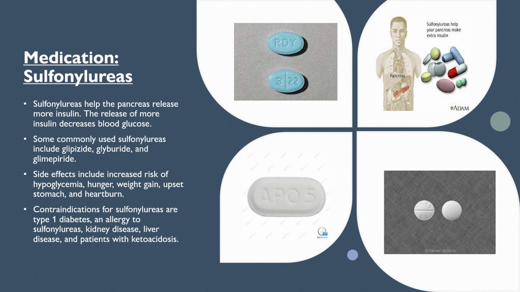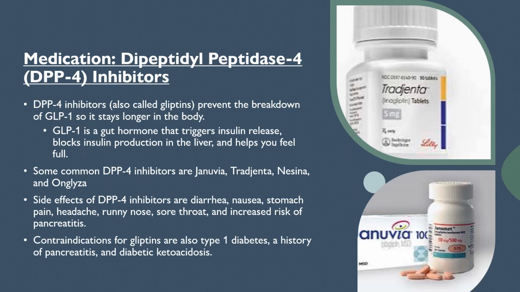Sulfonylureas help the pancreas release more insulin. The release of more insulin decreases blood glucose. Some commonly used sulfonylureas include glipizide, glyburide, and glimepiride. Side effects include increased risk of hypoglycemia, hunger, weight gain, upset stomach, and heartburn. Contraindications for sulfonylureas are type 1 diabetes, an allergy to sulfonylureas, kidney disease, liver disease, and patients with ketoacidosis.